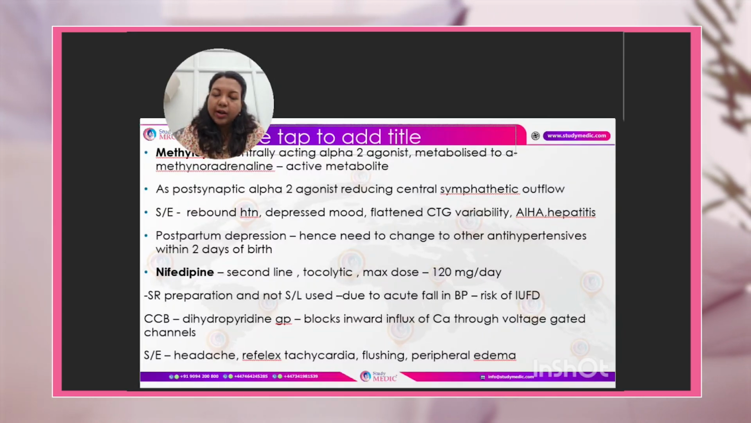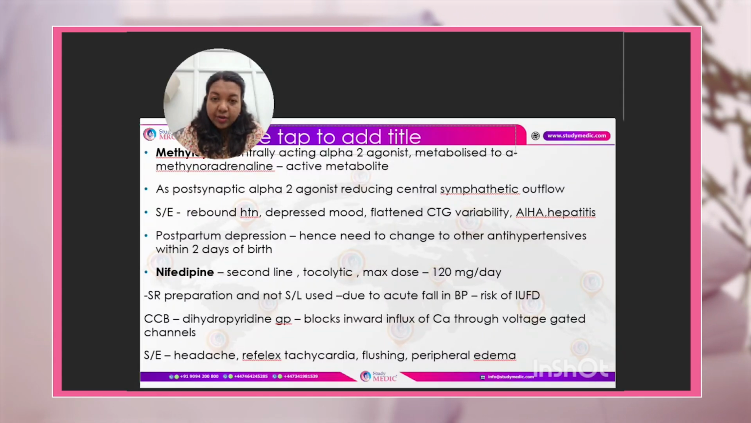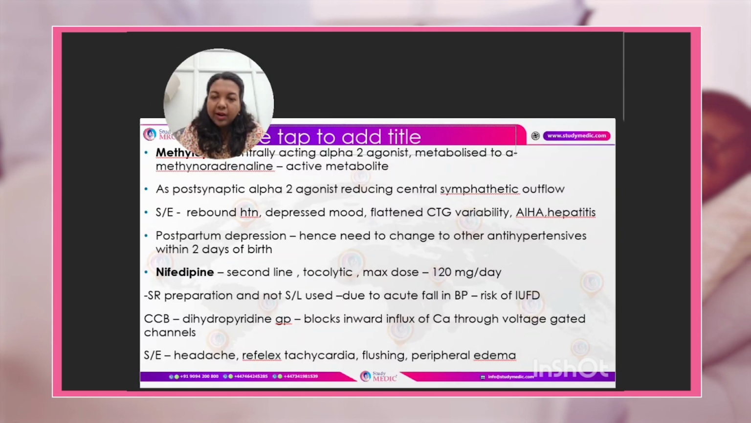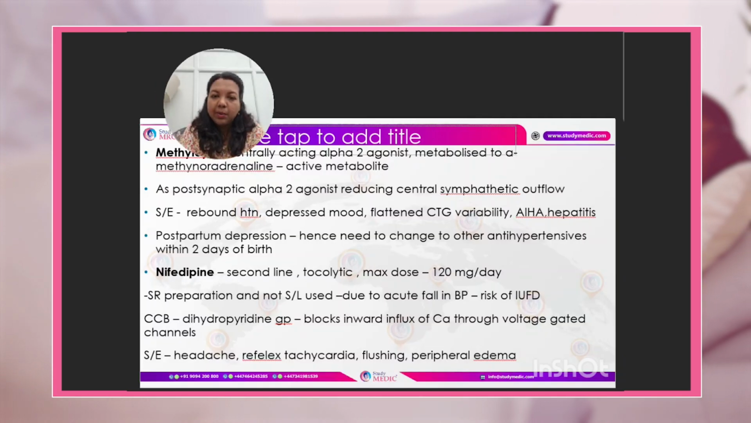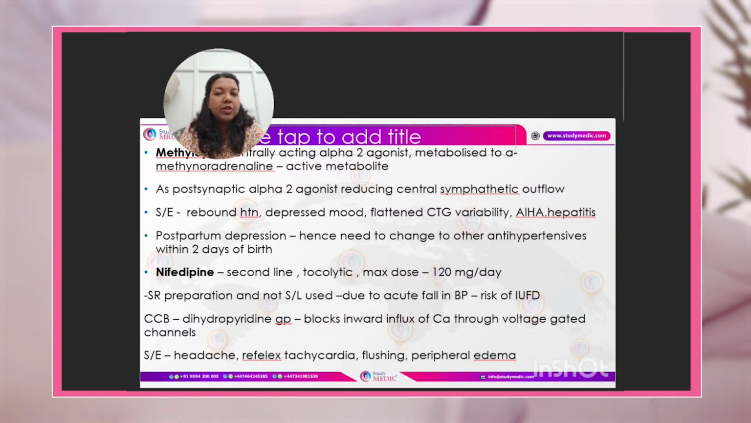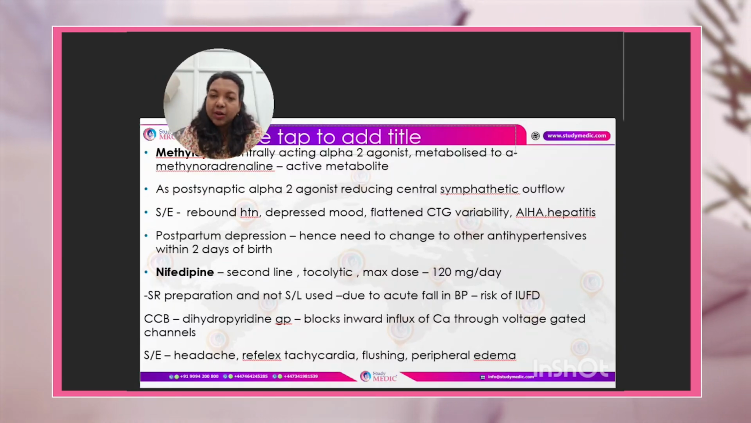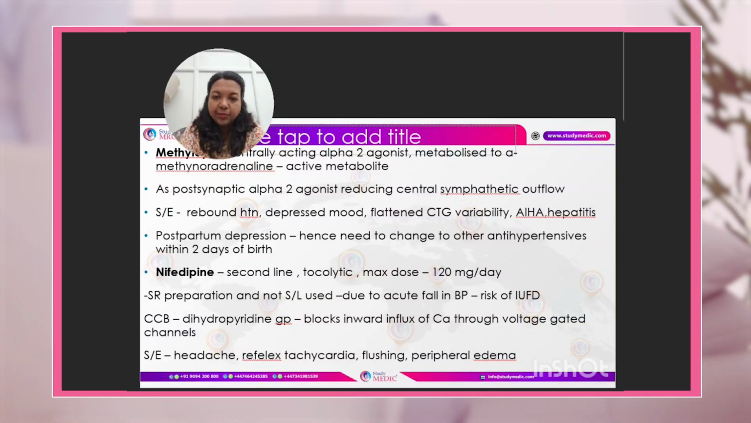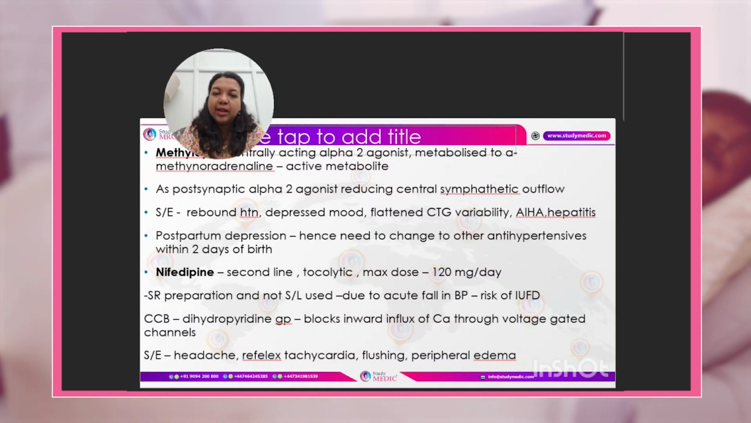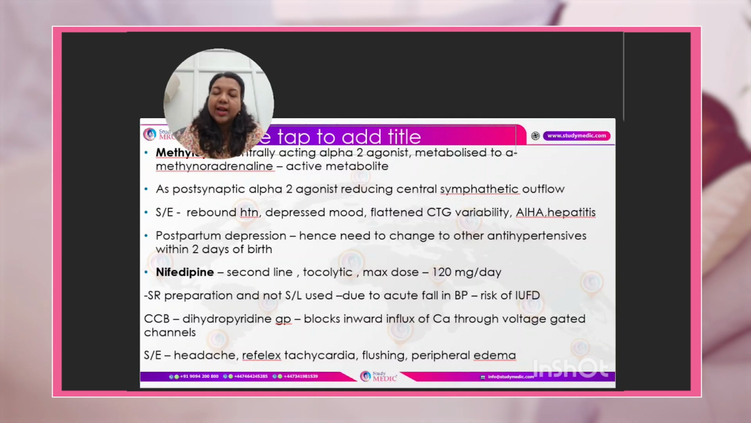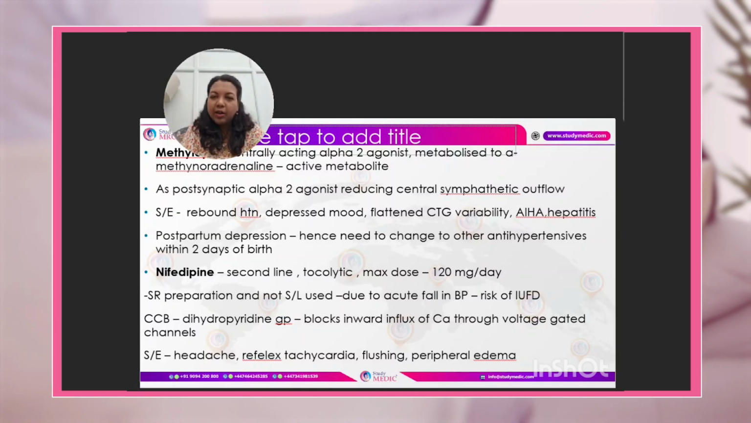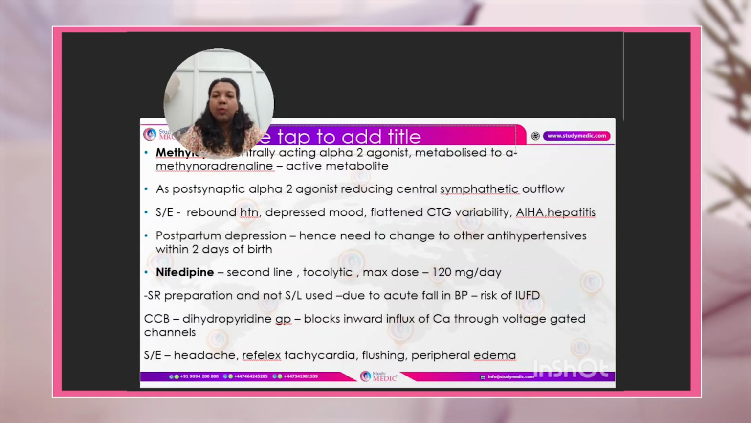The next drug is nifedipine. Second line, it has a tocolytic action. It is a first line tocolytic drug as per the NICE guidelines in pregnancy. Usually we start with 10 to 20 milligrams once daily or twice daily, and the maximum dose is 120 milligrams per day. Sustained release preparation is used, and sublingual preparation is not used nowadays because of the risk of acute fall in blood pressure and risk of IUFT. The calcium channel blockers are basically dihydropyridine groups, and they inhibit the calcium influx through the voltage gated channels. The side effects include reflex tachycardia, headache, flushing, and peripheral edema. So if the woman is already having a headache, then usually we tend to avoid nifedipine.